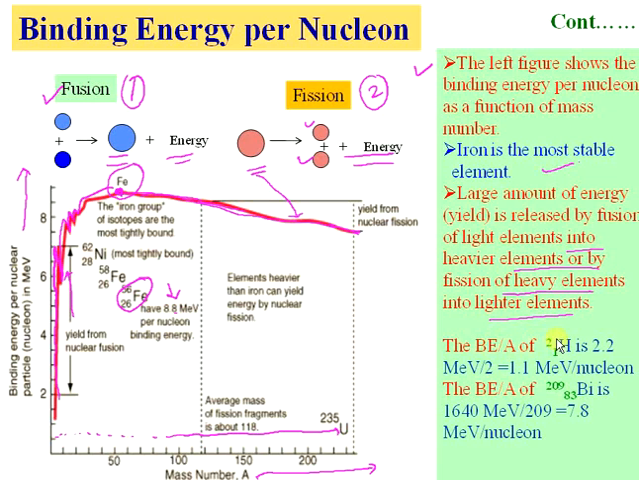The binding energy of deuterium, as you have seen, is approximately 2.2 MeV. Divide it by 2 and you get 1.1 MeV. In the case of bismuth-209, the total binding energy is 1640 MeV divided by A, the mass number, which gives 7.8 MeV per nucleon. So 1.1 MeV per nucleon is the binding energy per nucleon for deuterium, and here it is 7.8 MeV per nucleon.